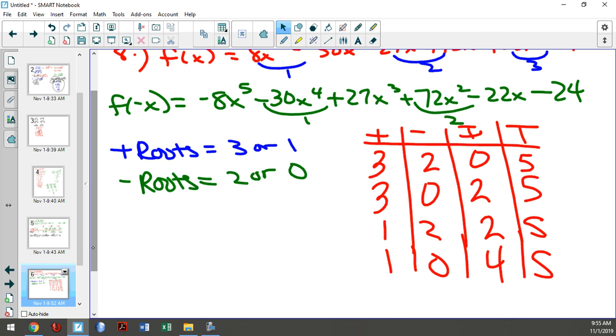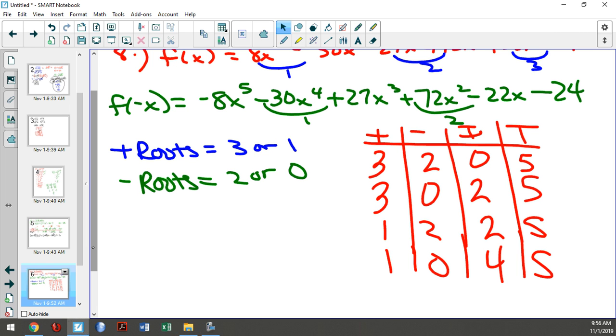Okay. Who in here can tell me my lovely Descartes' positive roots? 3 or 1. How about my negative roots? 0. So give me one row out of your Descartes. 3, 0, 0, 3. What's another row? 1, 0, 2, 3. Are there any other rows? No. Very good. Do we all understand Descartes?